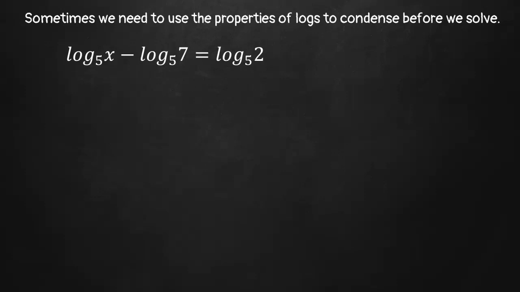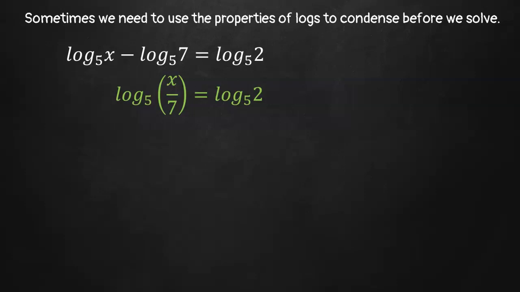So my bases are the same, log base 5, log base 5. So what I'm really doing is I'm kind of working backwards, right? I want to condense. I want to take that x, take that 7 in my argument, and I'm going to put it in a fraction. So log base 5 of x over 7.